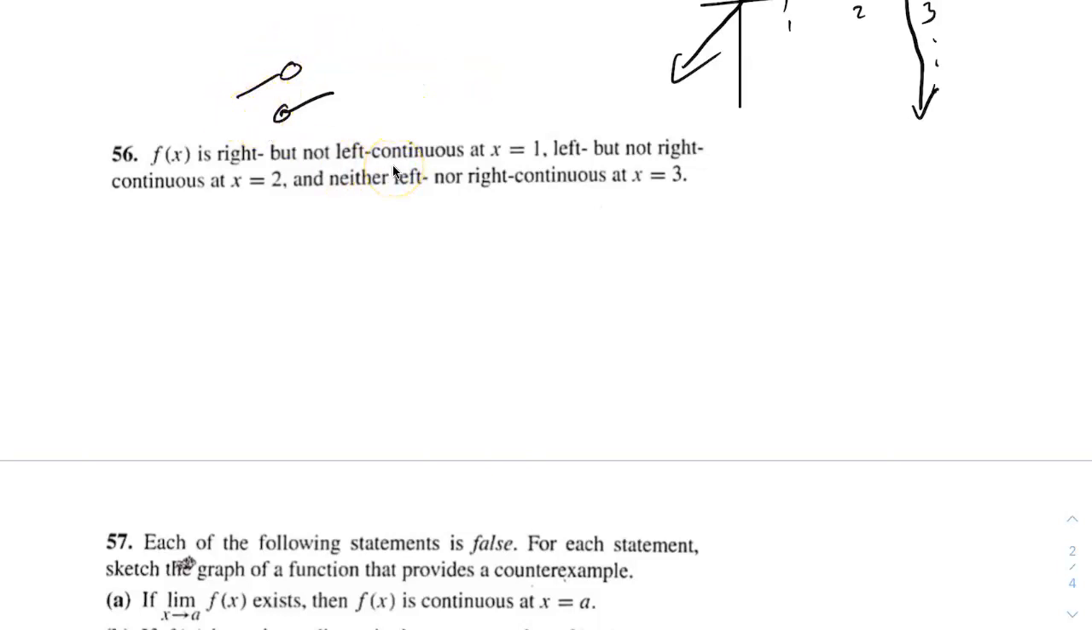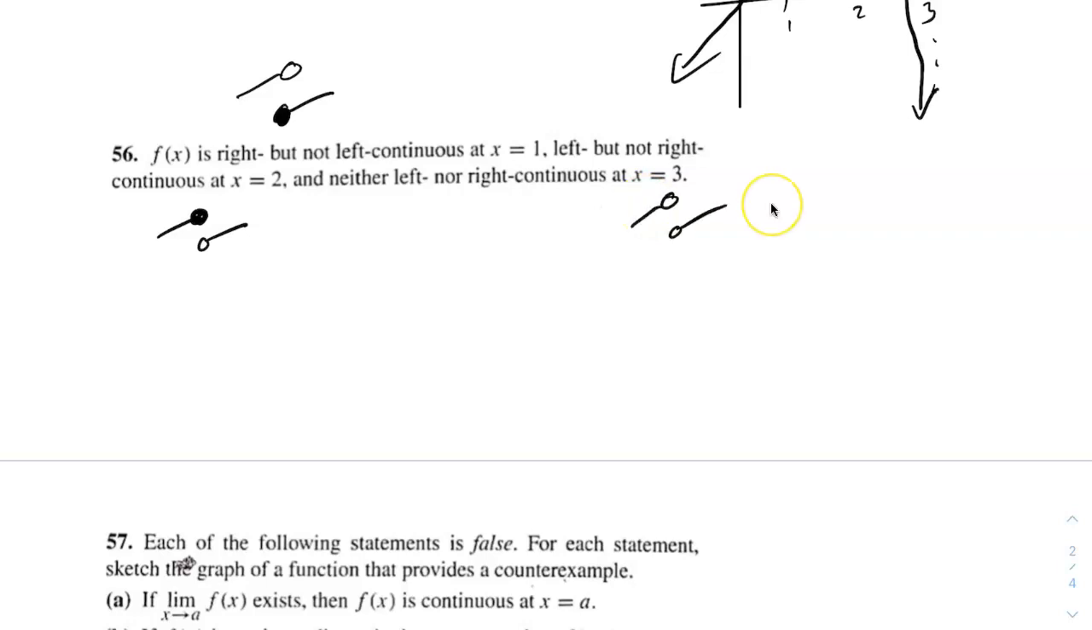So it means the right side is filled in. So in my head, that's a picture I see when I read this. It happens at 1. Left, but not right continuous at 2. So at 2, it's the other picture. And neither left nor right at 3. So at 3, it's going to be this open, open.